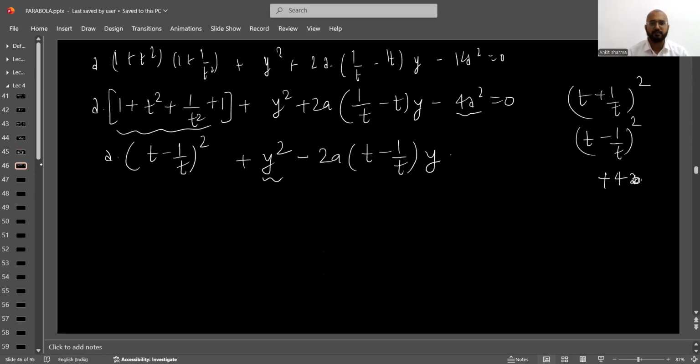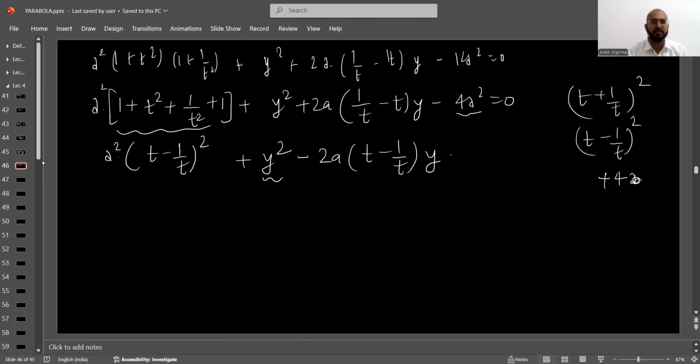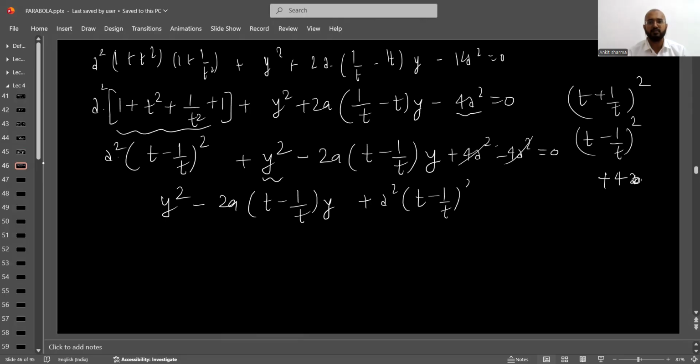So we can see here everything is balanced. So this is y square. This part we have taken out here, so that is a into a will be a square. Now plus 4a square and this minus 4a square gets cancelled. So we get basically y square minus 2a into t minus 1 by t into y plus a square into t minus 1 by t the whole square is equal to 0. Now this is nothing but a perfect square of y minus a into t minus 1 by t, the whole square is equal to 0.